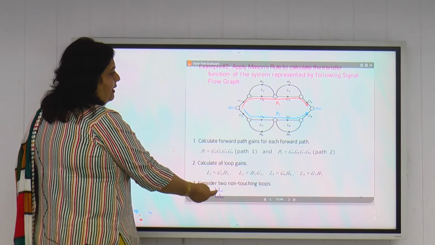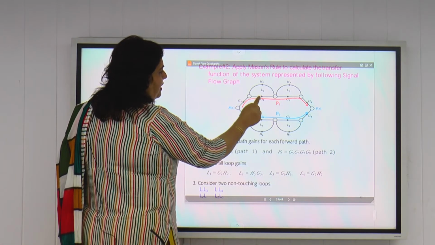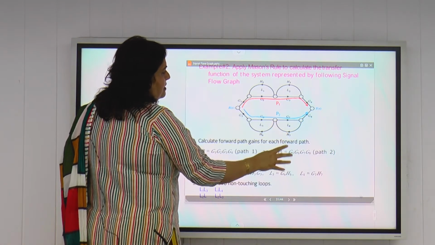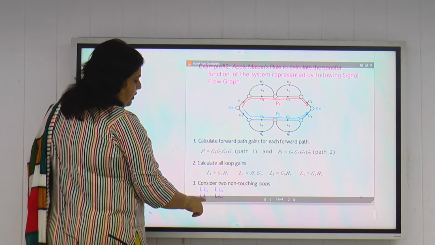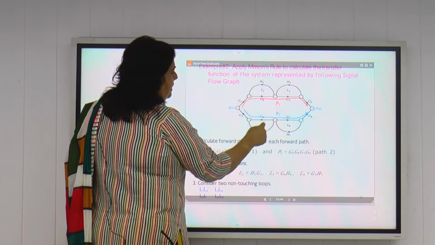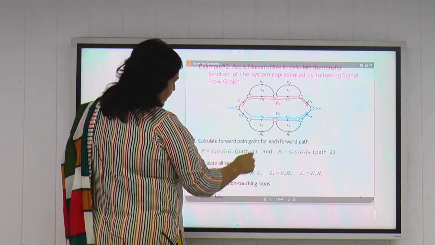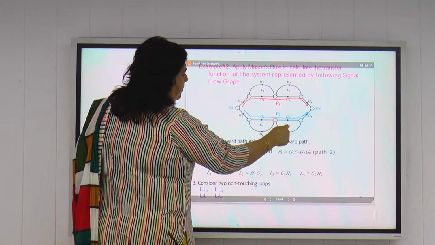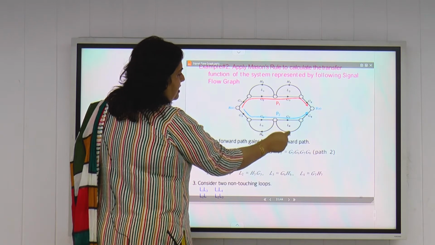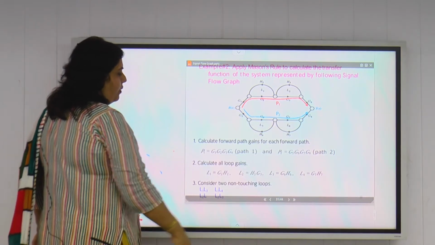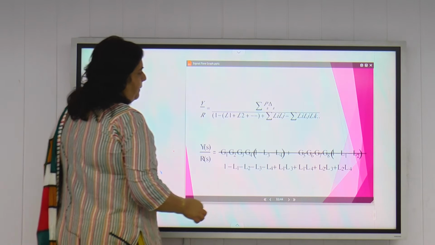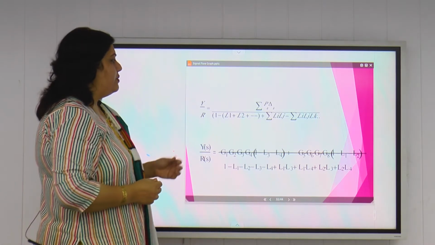Then L1 and L4, we have G2, H2, G7, H7. Then L2 and L3, we have G3, H3, G6, H6. Then L2 and L4, we have G3, H3 and G7, H7. So these are the 4 non-touching pairs. So we put the values in this formula.